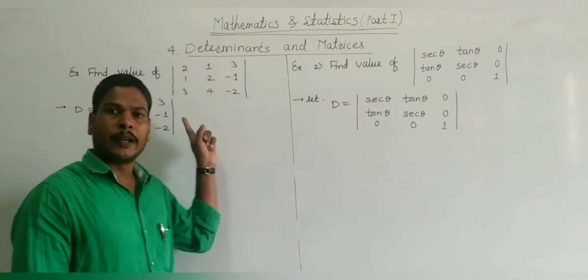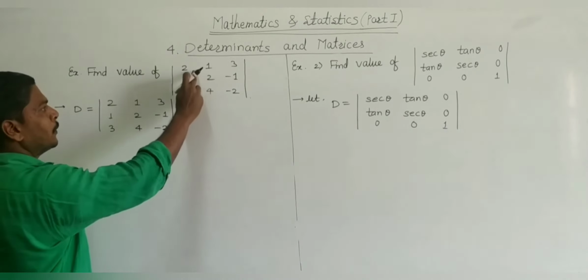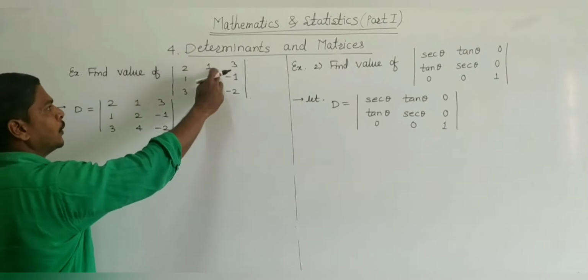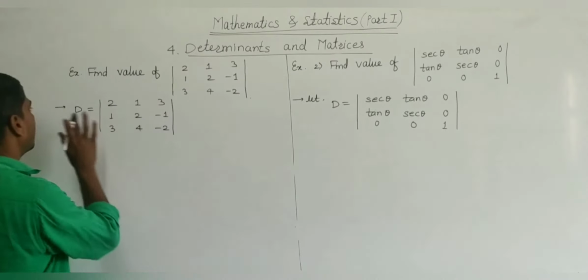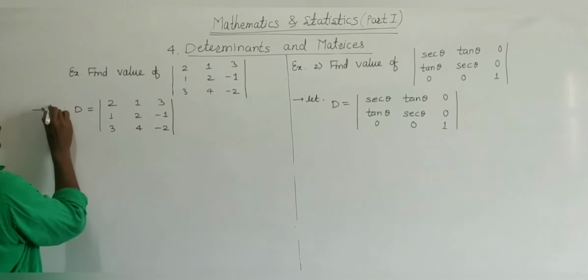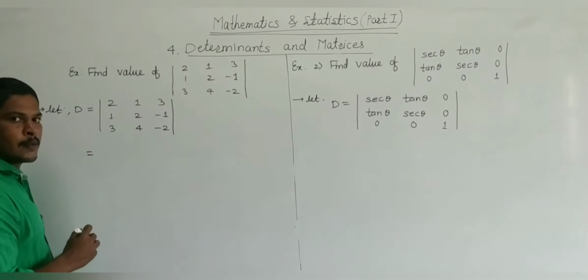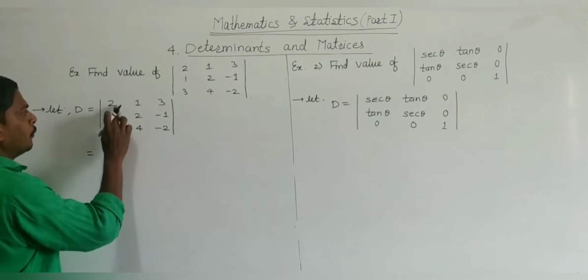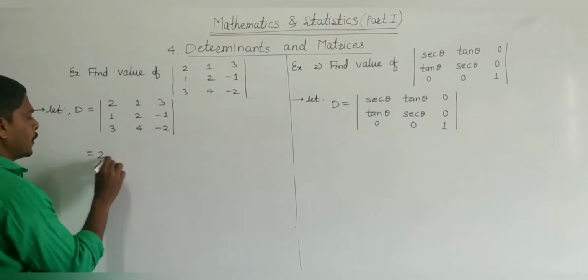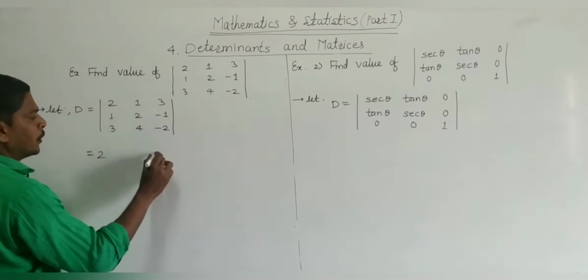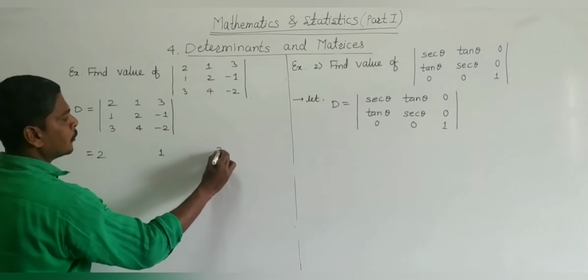Now try to solve one example on determinants. Find the value of this 3 by 3 determinant: 2, 1, 3; 1, 2, minus 1; 3, 4, minus 2. First let this determinant be D, and now apply the concept of the 3 by 3 determinant. First write all elements of the first row in sequence: first element 2, then the next element is 1, and the last element is 3.